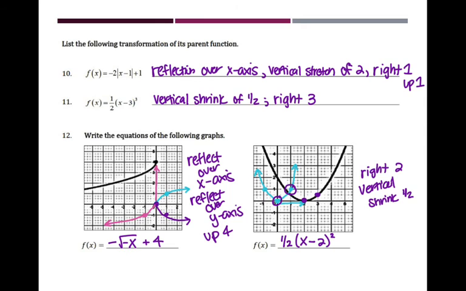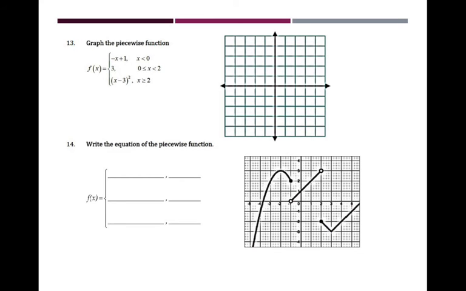Okay, piecewise. So number 13, graph the piecewise function. So anytime I'm graphing a piecewise function, what I always want to do first is set up my boundaries. And my boundaries come from these restrictions on my domain. So I have a boundary at 0. So that's my first one. And I also have a boundary at 2. And it's going to separate my graph into 3 sections.